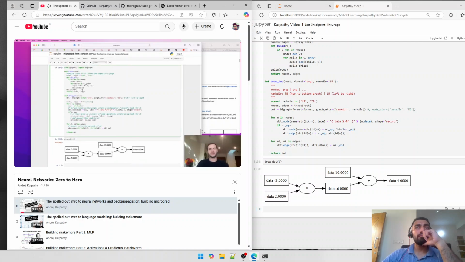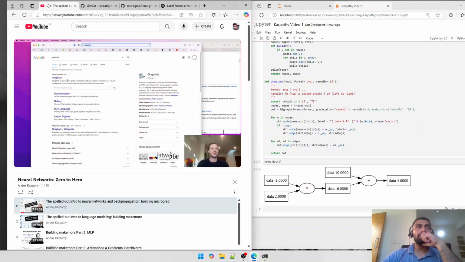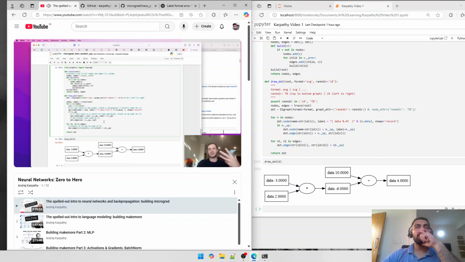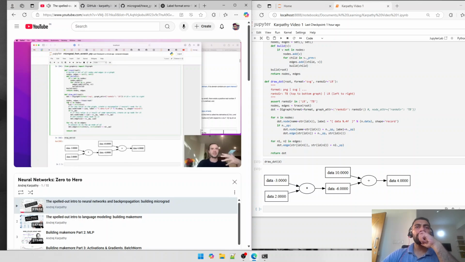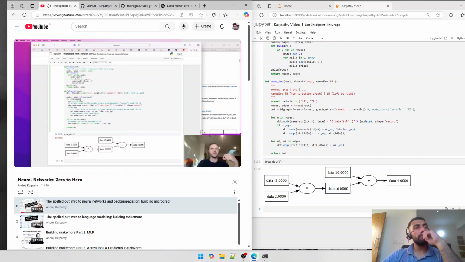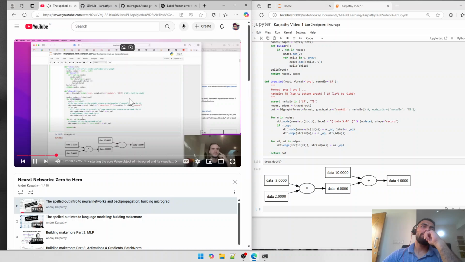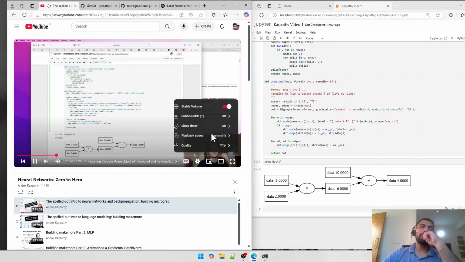And I'm not going to go through this in complete detail. You can take a look at Graphviz and its API. Graphviz is an open source graph visualization software. And what we're doing here is we're building out this graph in the Graphviz API. You can basically see that trace is a helper function that enumerates all of the nodes and edges in the graph. So that just builds a set of all the nodes and edges. And then we iterate through all the nodes and we create special node objects for them using dot node. And then we also create edges using dot edge.